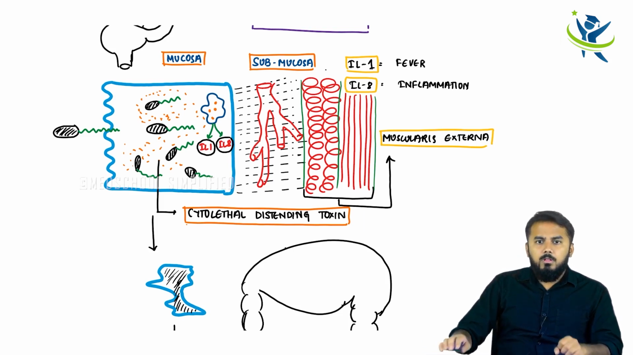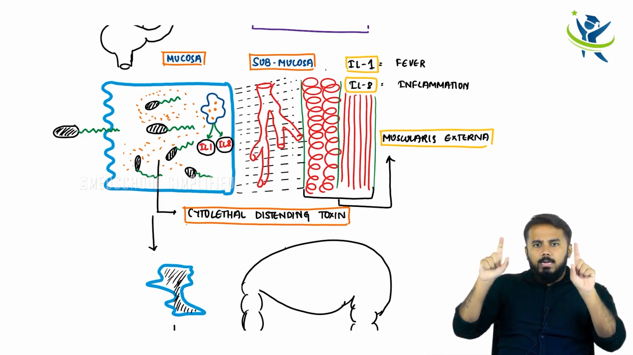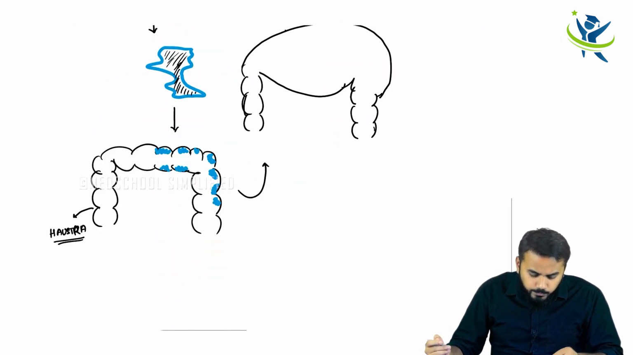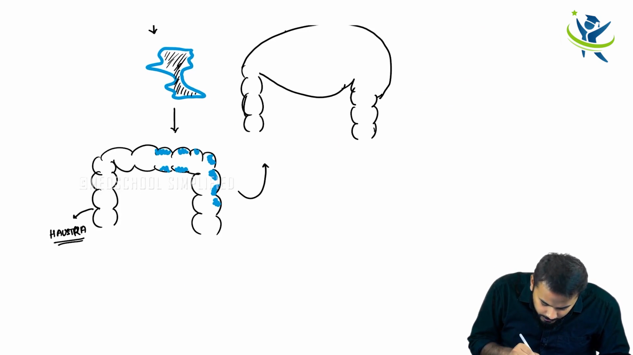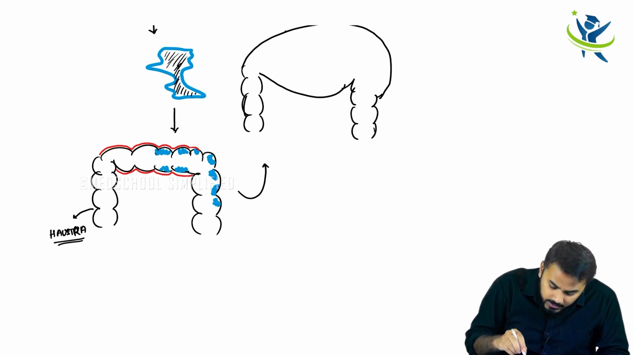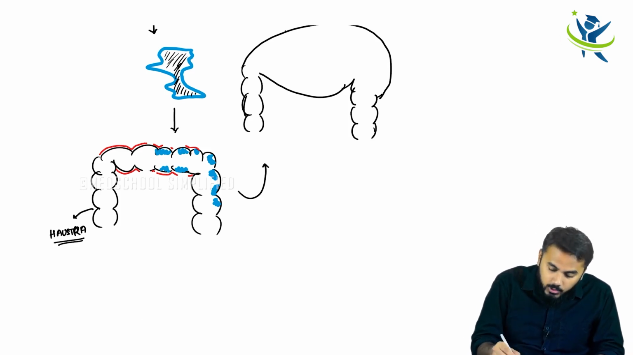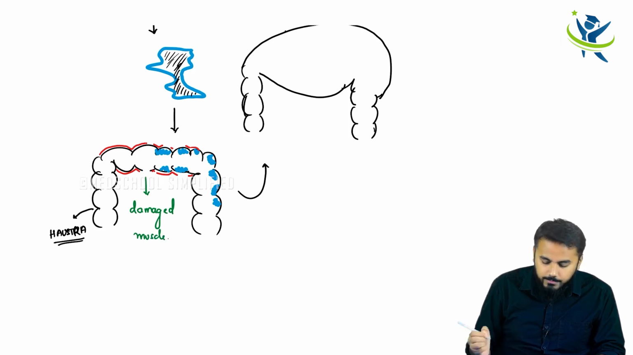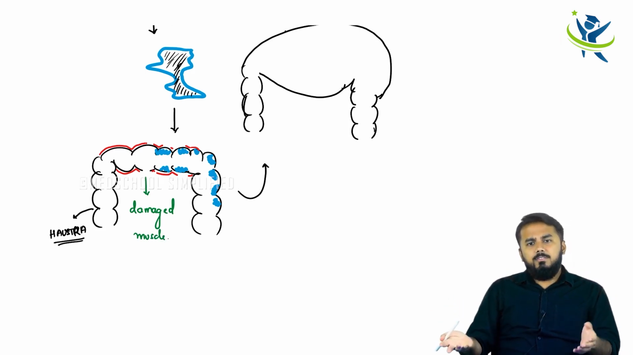So, when the muscles of the colon are damaged, look in the picture now. Let me draw; this red thing which I am drawing is the muscle layer on both sides. This infection even entered into the muscle layer and caused damage of the muscle. So, let me remove the muscle layer here, which means there is damage of the muscle. Let me write it down here: this is damaged or inflamed muscle.